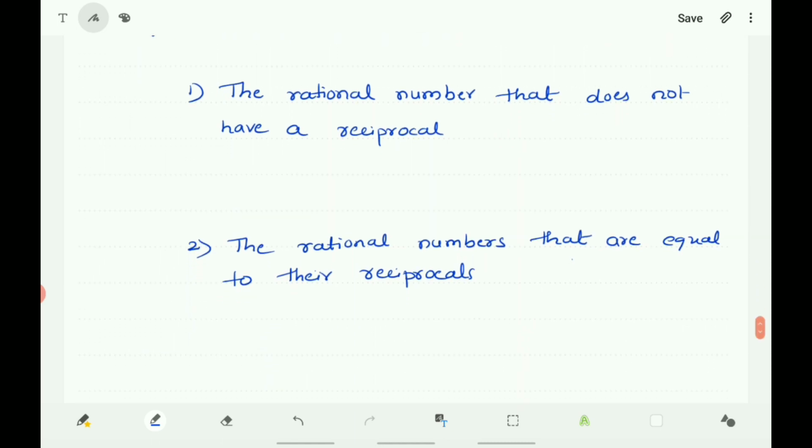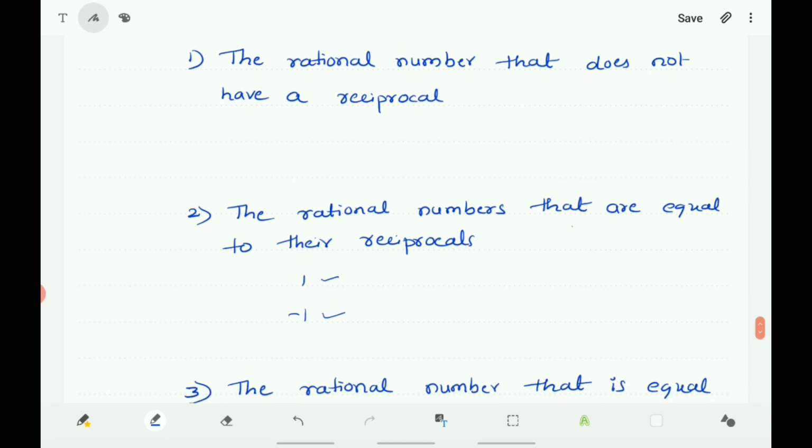Next, second question, the rational numbers that are equal to their reciprocals. You know that there are two rational numbers which are equal to their reciprocals, 1 and minus 1, because the reciprocal of 1 is 1 and the reciprocal of minus 1 is minus 1. The rational numbers that are equal to their reciprocals are 1 and minus 1. There are two rational numbers.